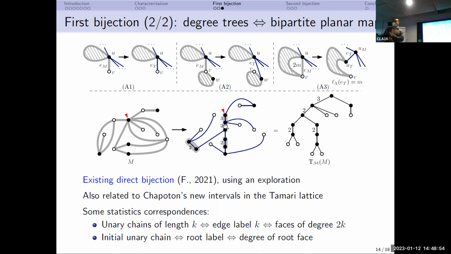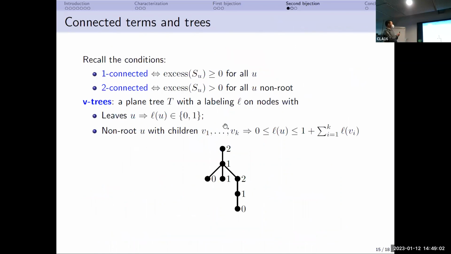Okay, are you convinced? More or less. Because I don't have a lot of time for the second bijection, maybe I'll just skip through it, but the idea is more or less the same. I'll just recall the conditions: the term is one-connected and well scoped. The excess must be positive.